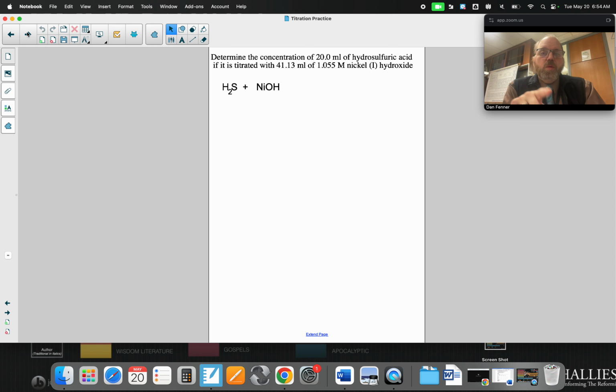We're going to add to that nickel(I) hydroxide. It's only going to be nickel 1 because there's a 1 right there. So double replacement reaction, neutralization reaction. We're going to end up with Ni2S because, again, this is still +1, sulfur is still -2, so swap them down. And the other product is H2O.